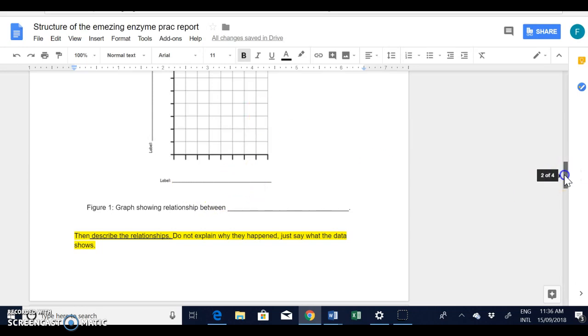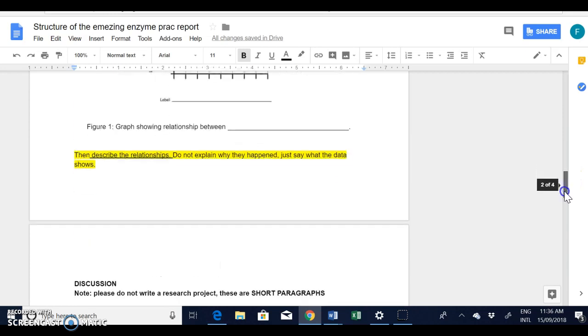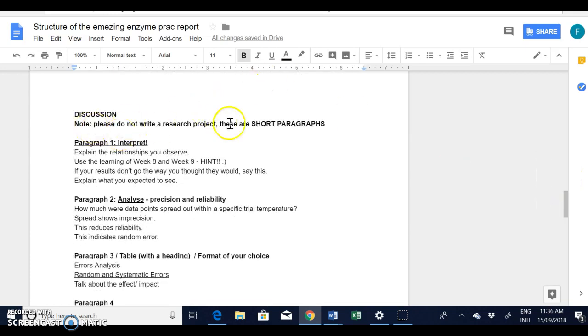So just describe your results. Don't explain them. Then I go into my discussion. Don't write a research project, it can be short. Go into your discussion and start explaining the results you observe. That's what your interpretation bit is.